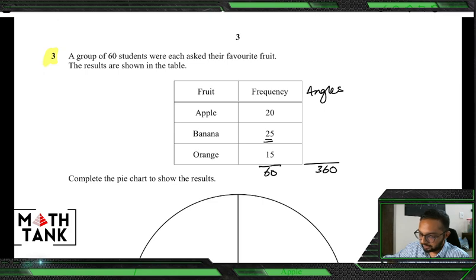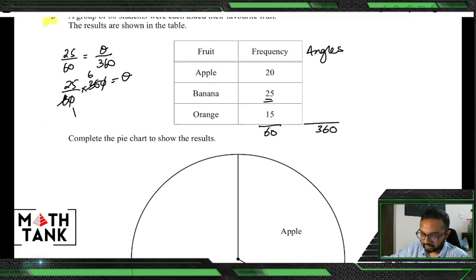So let's do that for the bananas. The bananas were 25 out of 60. You don't know its angle, so that was theta, and the total angle was 360 degrees. I can cross multiply and say 60 into 360. You can also create ratios and do it whichever way you're comfortable. 6 times 1, 6 times 6. 6 times 25 is 150.